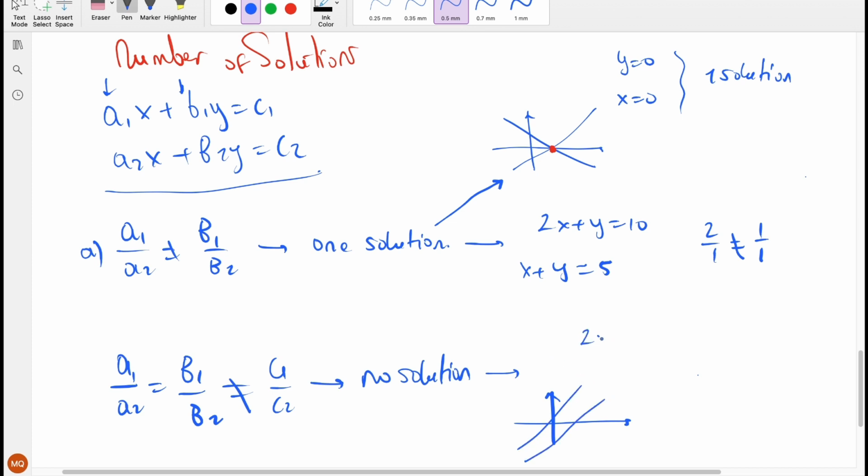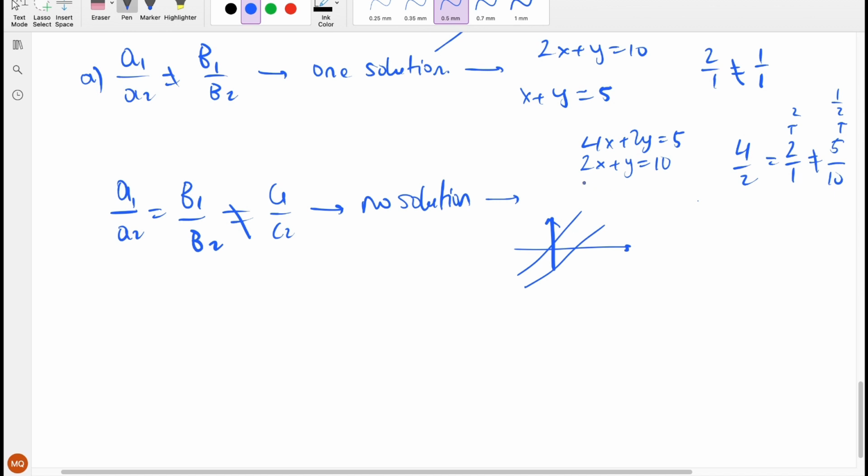Let's take an example. 2x plus y is equal to 10. 4x plus 2y is equal to 5. Okay, here 4 over 2 is equal to 2 over 1. They are equal to each other, because when you do cross multiplication, you will get 4 is equal to 4, or you can think both of them are equal to 2, and 5 over 10, but they are not equal to 5 over 10. This one is 1 over 2 actually. Here it is 2.